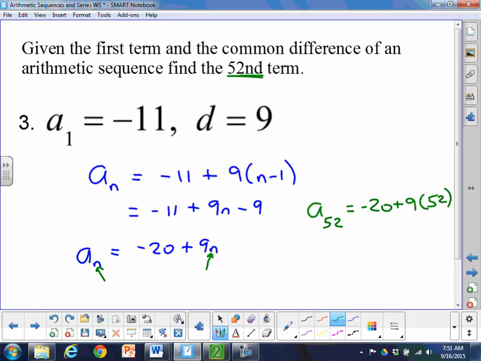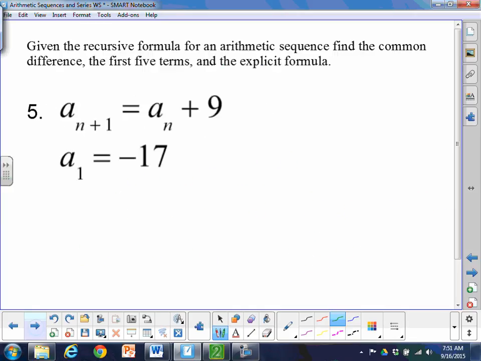Okay, and I'm going to throw that into the trusty calculator. And I'm getting 448, okay, for the 52nd term. Okay, we can kind of just look at what they gave us and see if that makes sense. So we're starting with negative 11, we're adding 9. Okay, so our number should be getting bigger, and we're going out fairly far, 52 terms out, so 448 seems like it's reasonable. Okay, number 5, so I'm kind of jumping around, I'm not doing every single problem.